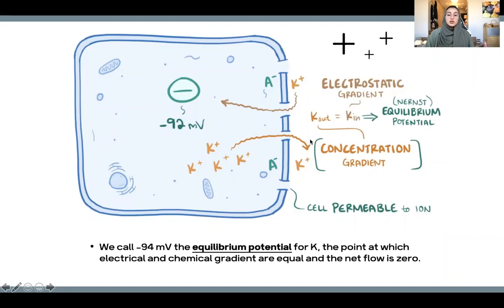Once the concentration gradient and electrostatic gradient are equal, or the amount of potassium moving out is the same as the potassium moving in, this is when we call it equilibrium. So the number we calculate by the Nernst equation is your equilibrium potential. Does that explain the confusion?